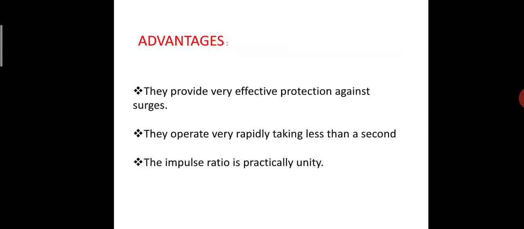Advantages of the valve type lightning arrester: they provide very effective protection against surges. They operate very rapidly, taking less than a second. The impulse ratio is practically unity.